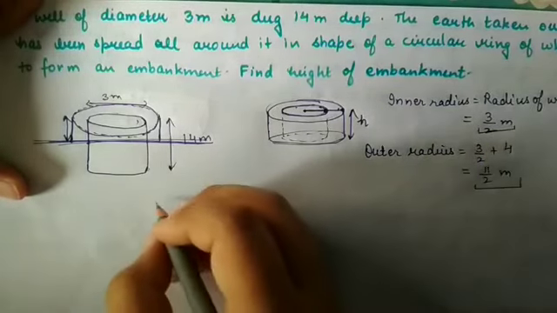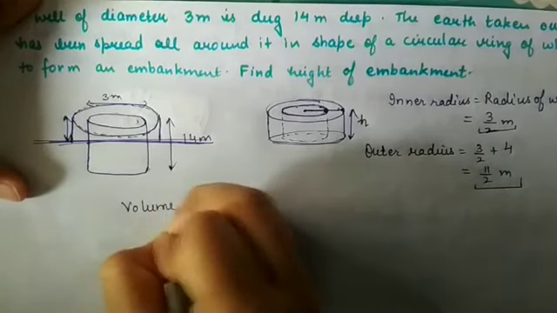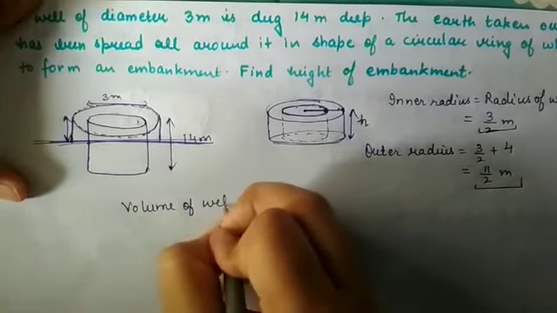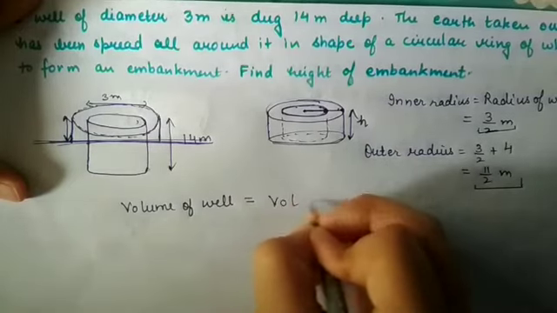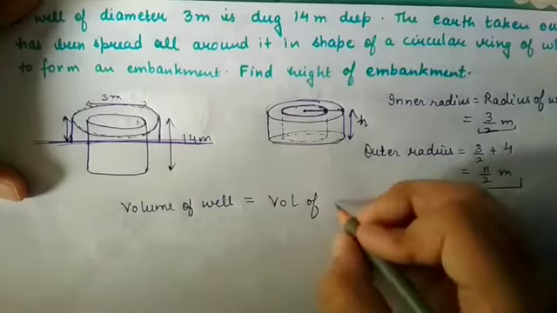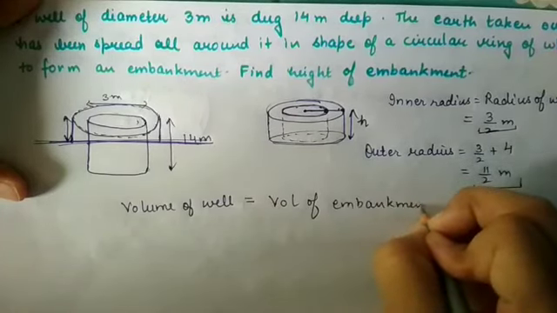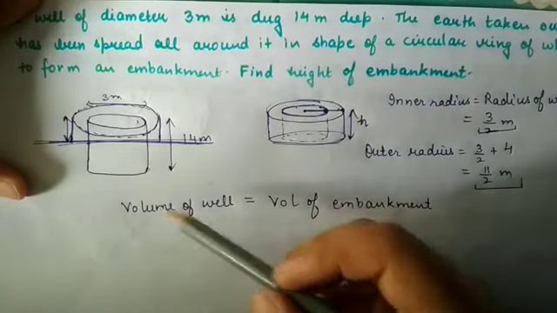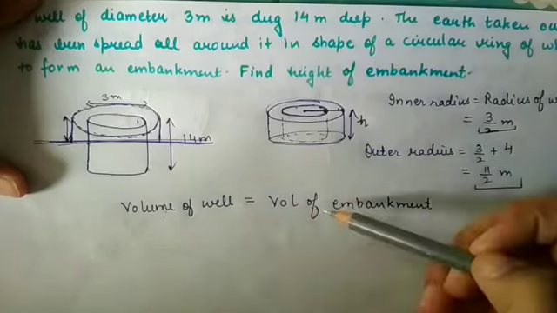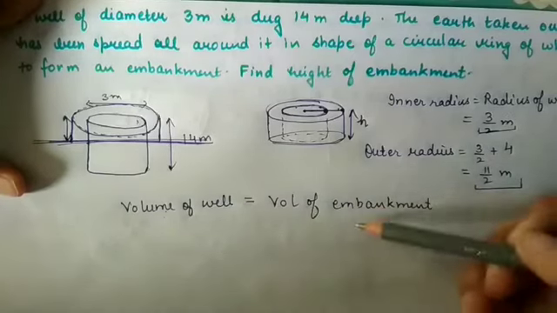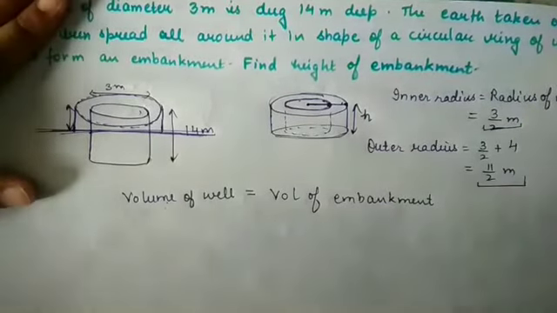So what you will do, you will write volume of well is equal to volume of embankment, or you can write it as volume of earth taken out in order to make the well is equal to volume of earth used to make the embankment. It's one and the same thing. So now you put the formula.